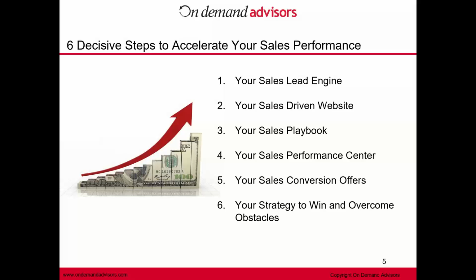So what I introduced to you today is 6 decisive steps to accelerate sales performance that you have at your company. The first one is creating what we call a sales lead engine. So creating the quality and quantity of sales leads that are required to actually achieve your revenue growth goals. The second is something you may not have heard of before. It's an innovation here at On Demand Advisors, and that is a sales-driven website. So we talk often about that. We think that your website is very, very important, and it should do much more heavy lifting today than it does for you. The third is a sales playbook.